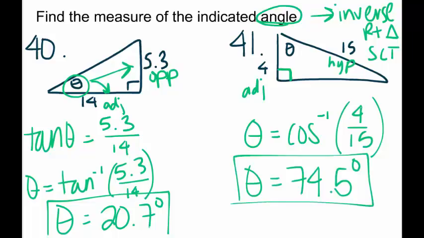All right, hopefully you paused the video. If not, you kind of saw what I did. We have the adjacent and the hypotenuse, so I'm going to have to do an inverse cosine of 4 over 15, and I get 74.5 degrees.